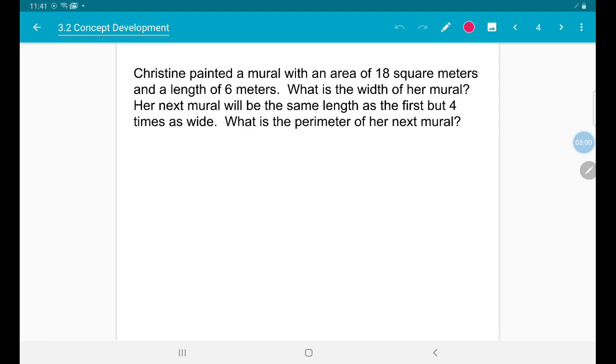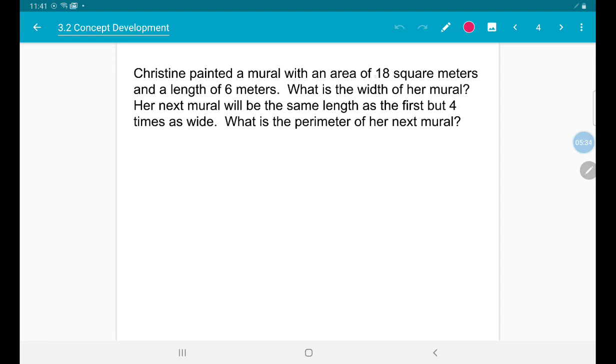Let's apply what we've been practicing to a word problem. Christine painted a mural with an area of 18 square meters and a length of 6 meters. What is the width of her mural? Her next mural will be the same length as the first, but 4 times as wide. What is the perimeter of her next mural? I'm going to have a lot going on there, so I'm going to break that down into each part.